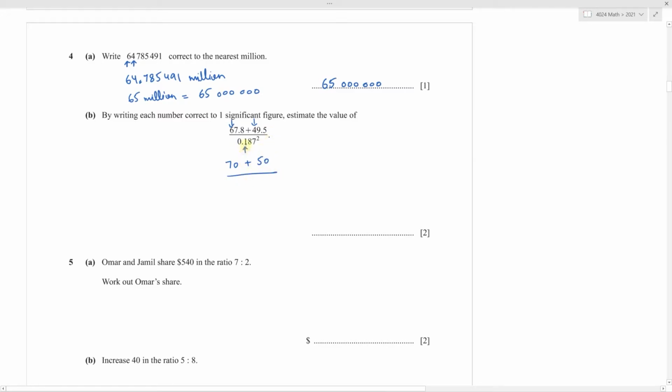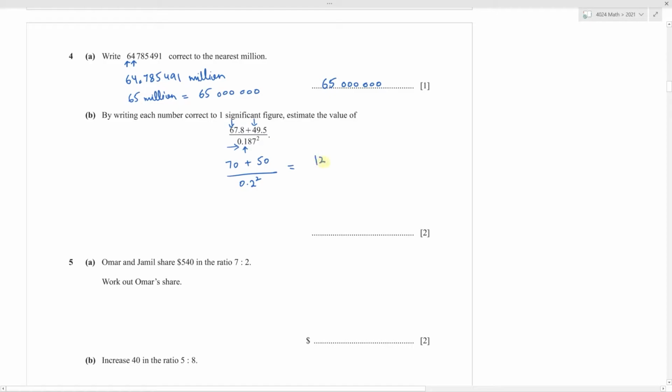The first significant figure is this one. This 0 won't be counted because when you go from left to right in this direction, the first non-zero value is your first significant figure. The next value is 8, so this will be rounded up to 0.2, and the rest will be 0, and then this will be squared.